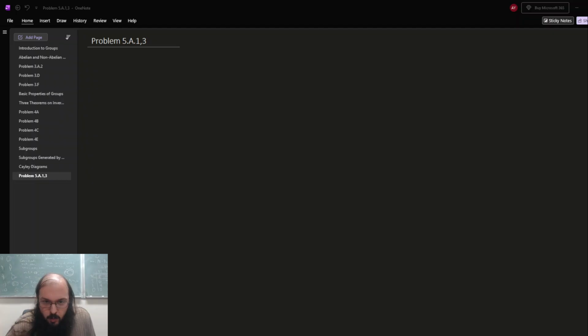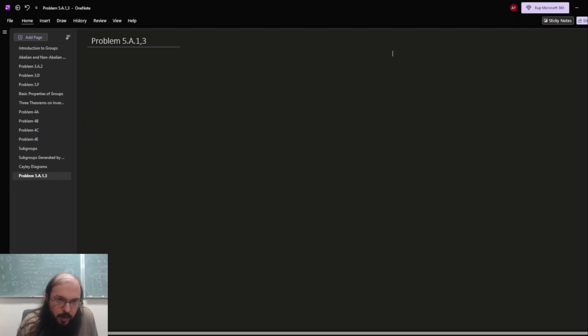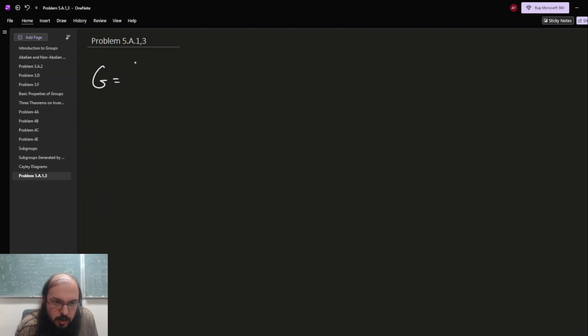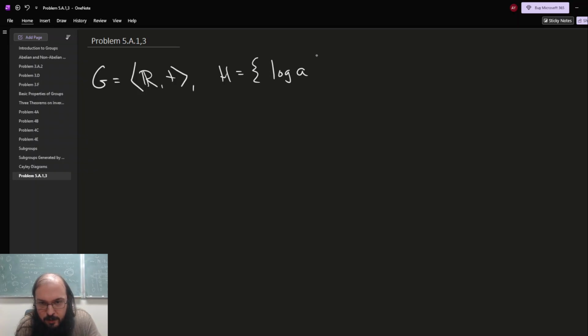So for the first problem, we are asked to consider the situation where we have G, the real numbers, with group operation addition. And the question is, to decide whether or not the collection, let's write it down, H, which is the set of logarithms of positive rational numbers, is a subgroup. And quickly, we're going to stop mentioning the positivity every single time because we know that log of a negative number doesn't make any sense. So all of our rational numbers will be positive going forward.